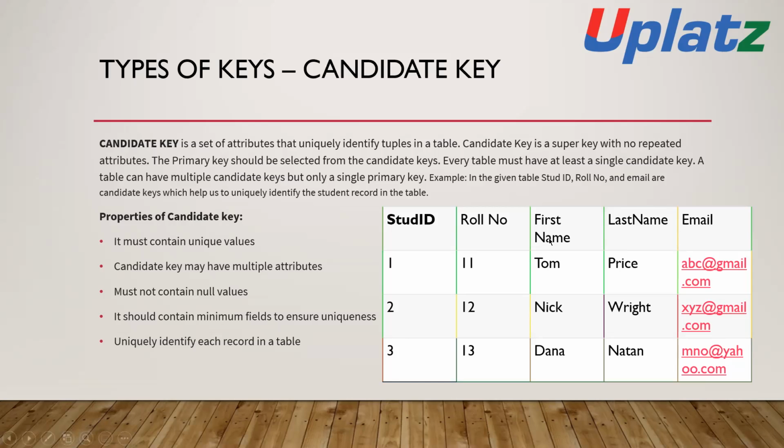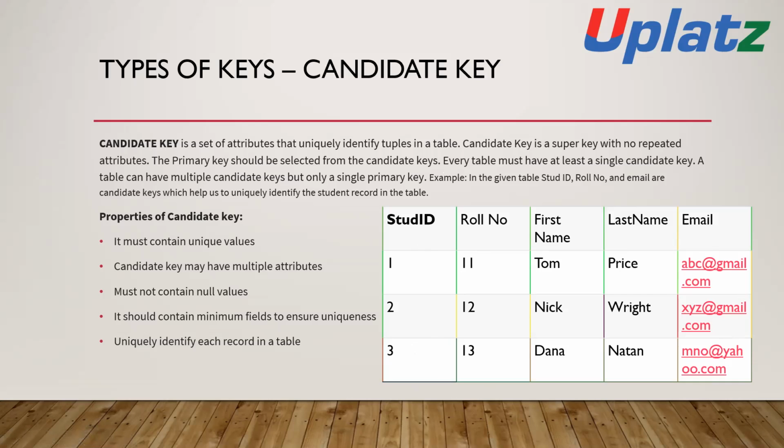Just going through this example to make it easy to understand, we can say that in this table, student ID, roll number, and email, all these are actually candidate keys. But out of this, student ID alone is capable enough to become the primary key. So here roll number and email will become alternate keys, and student ID, roll number, and email together will go into the candidate key. What are the properties?